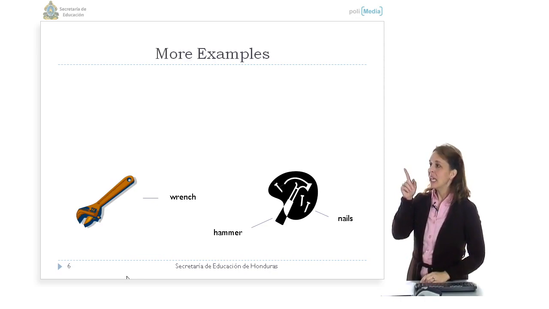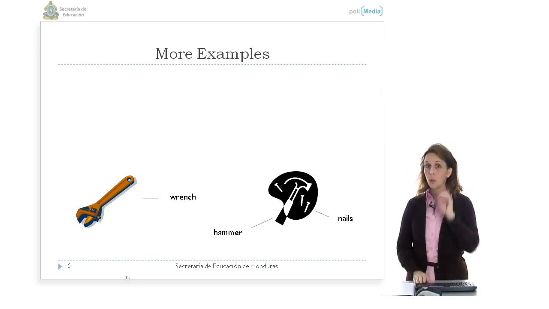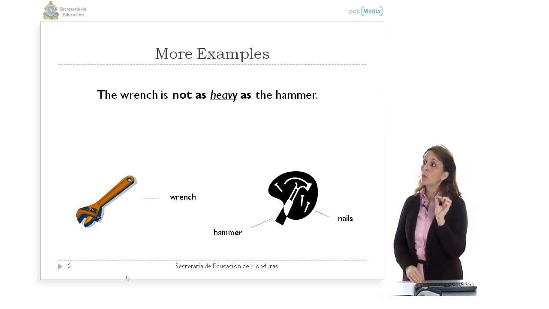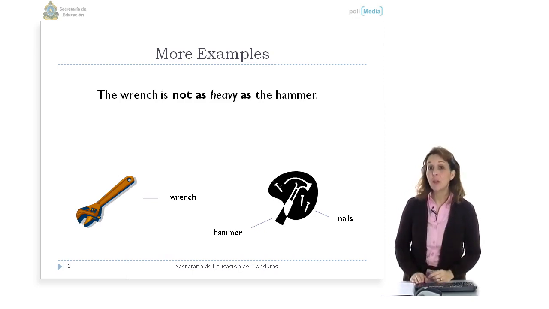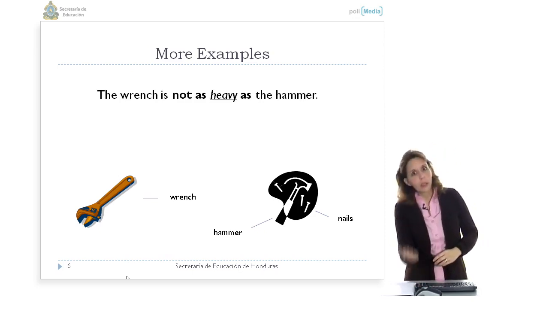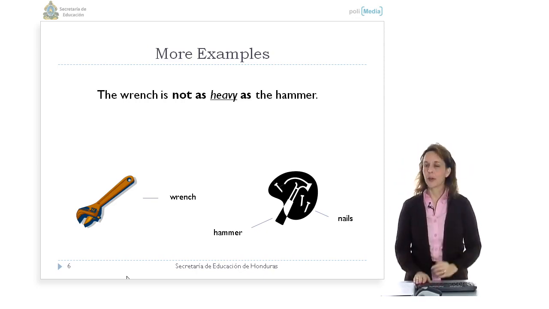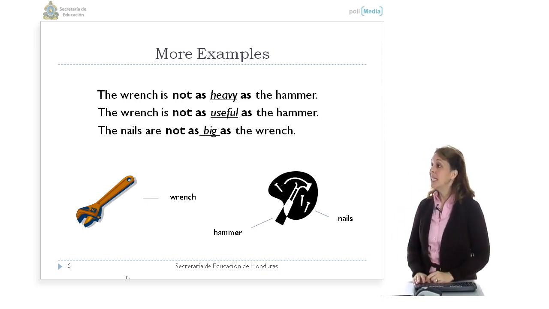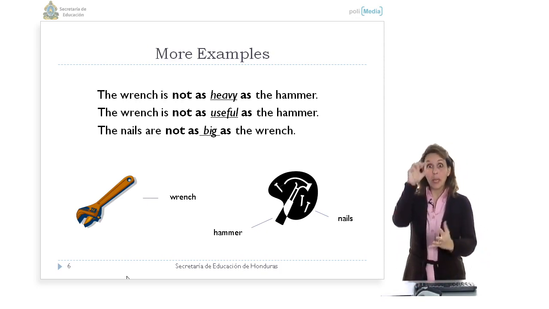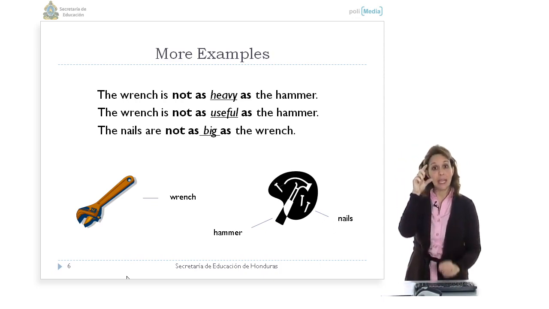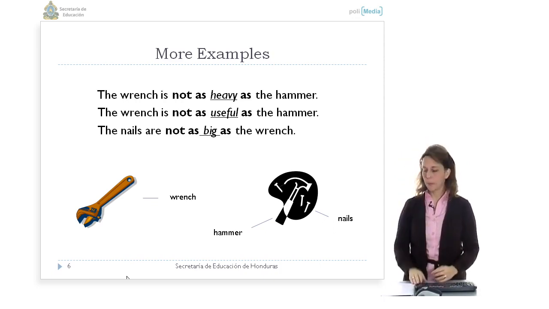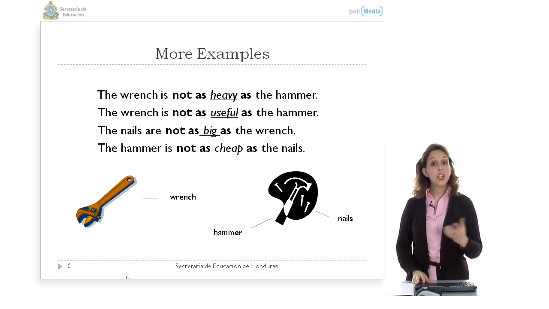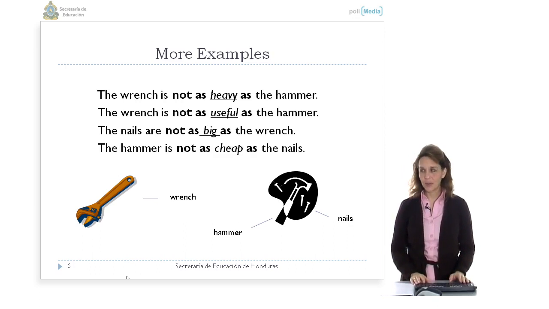Some other examples. Here are three tools: wrench, hammer, and nails. The wrench is not as heavy as the hammer. The hammer is heavy. The wrench is lighter. The wrench is not as useful as the hammer. The nails are not as big as the wrench. The nails are smaller, the wrench is bigger. The hammer is not as cheap as the nails.